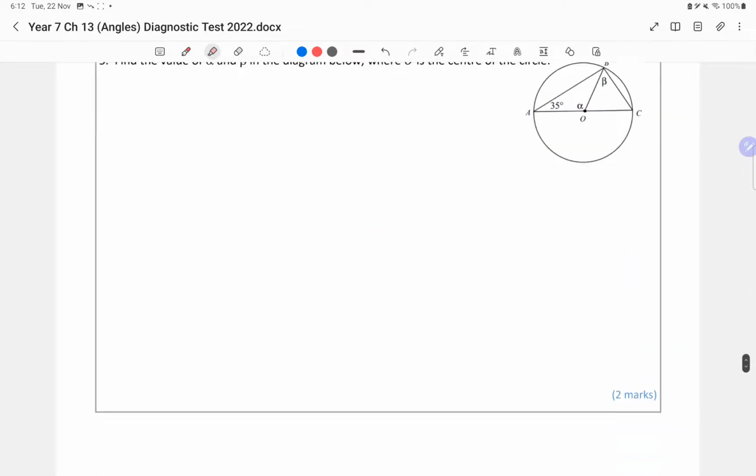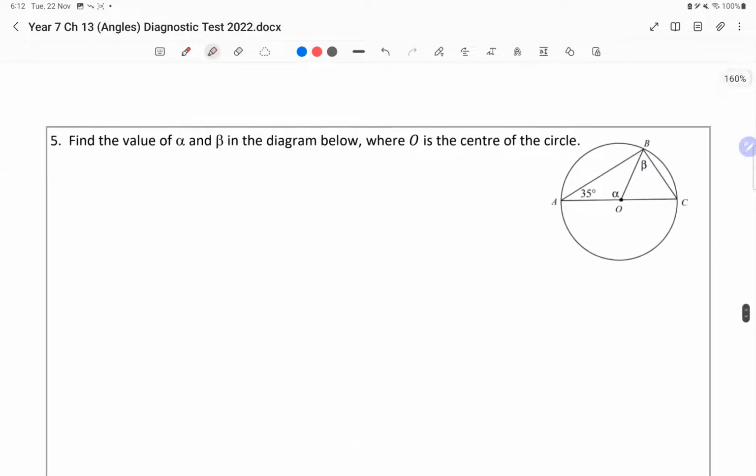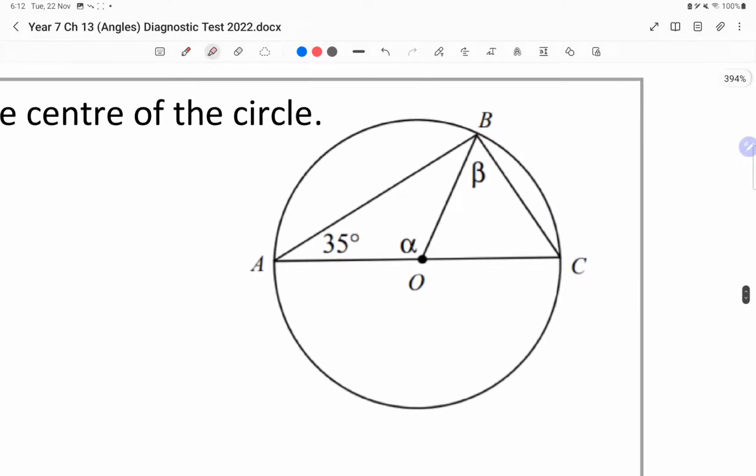Alright, this one. Is that all? Oh yeah, it's just these 5 questions. Find the value of alpha and beta where O is the center of the circle. So how do you find alpha and beta?